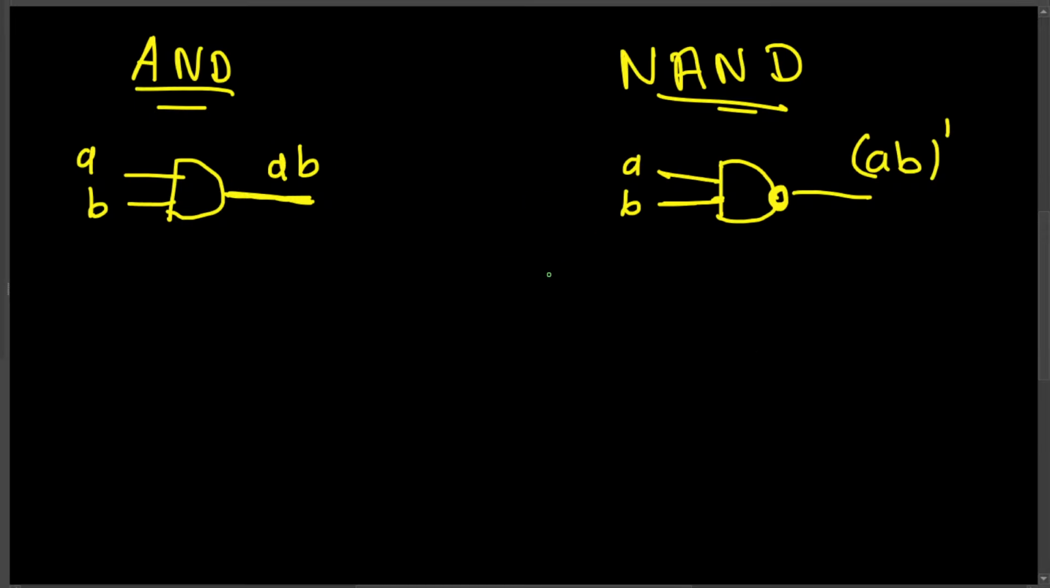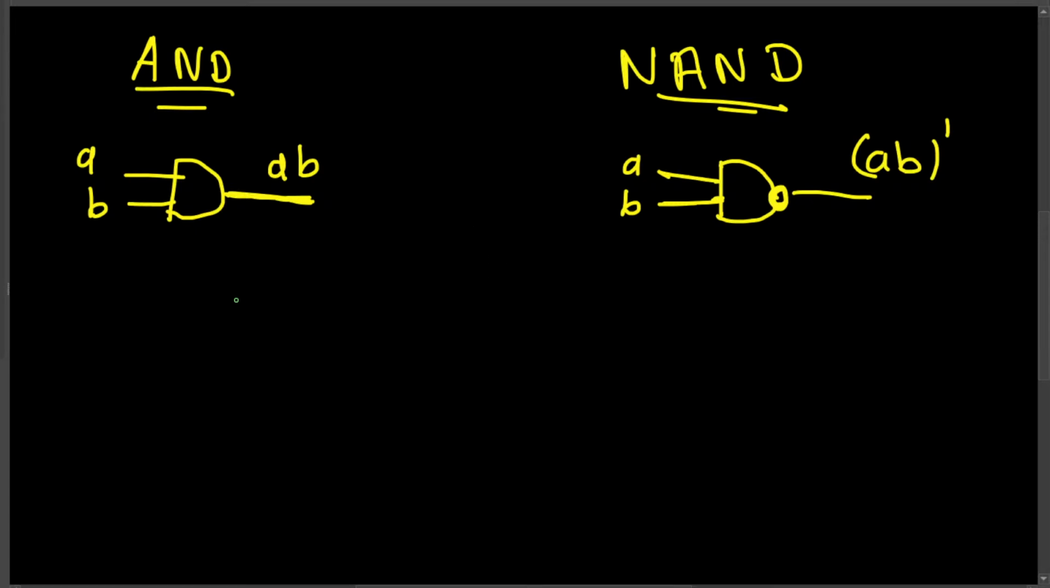If you don't know what a complement is, if you take 0 and take the complement of it, that is 1. And if you take the complement of 1, that is equal to 0. Okay. Now let's look at the truth table for both of them.